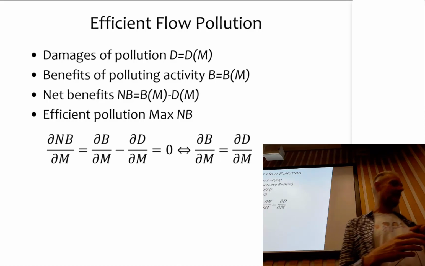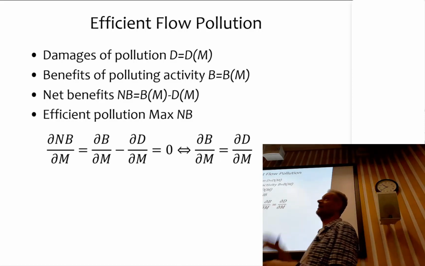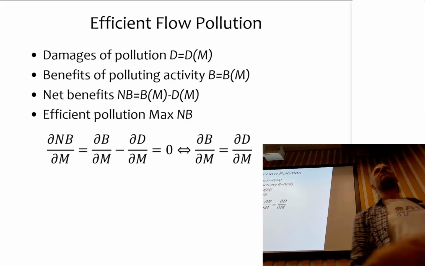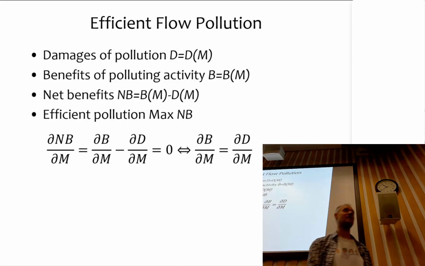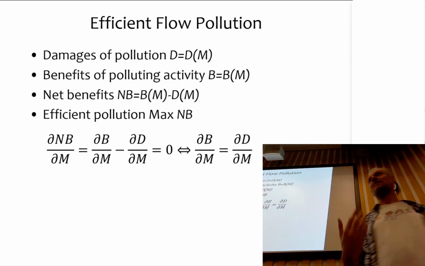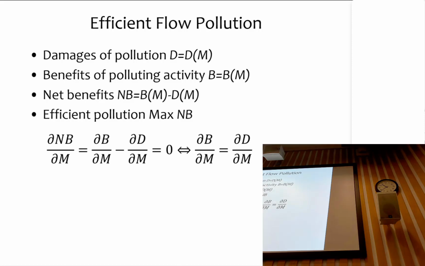The net benefit of the polluting activity is the benefits minus the costs. If you want to find the efficient level of pollution, we want to maximize the net benefit. It's an unconstrained optimization, so we take the first partial derivative and set it equal to 0. The first partial derivative of the net benefit, with respect to M, which is the thing that we choose, is dB/dM minus dD/dM equal to 0, or the marginal benefits equal the marginal costs. It's as simple as this.